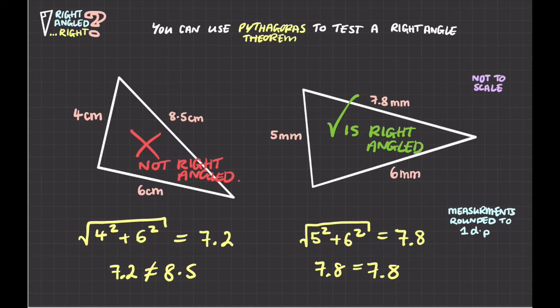And that is how you figure out if you have a right angle or if you've got a right-angled triangle.